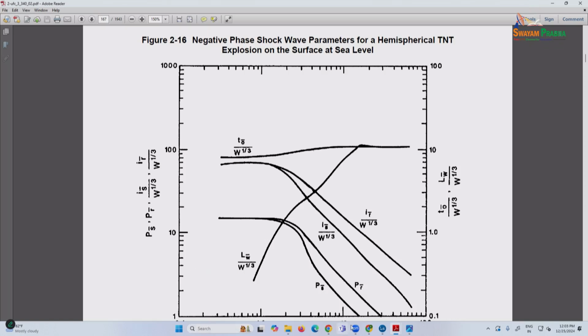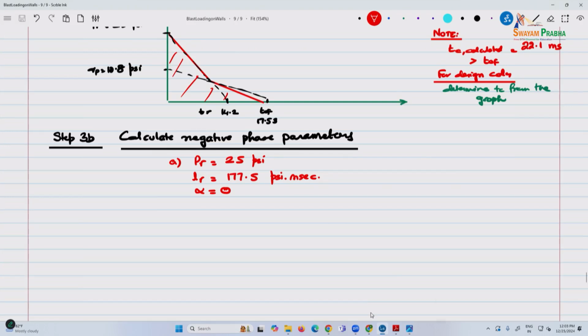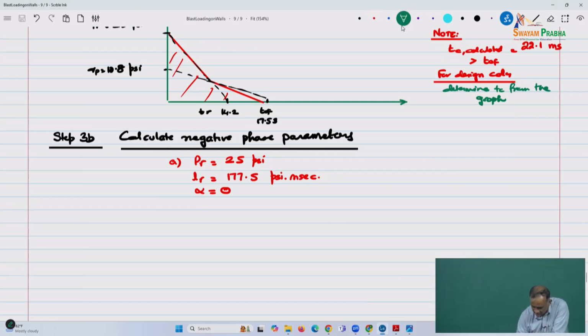So from figure 2-16, PR alpha negative is, let's say, 3 or 3.1. I have it as 3.1 psi. And so therefore, I can calculate the duration TRF negative.